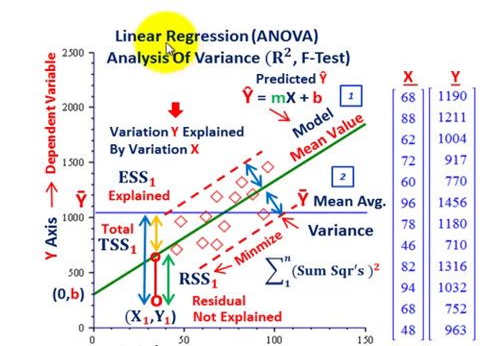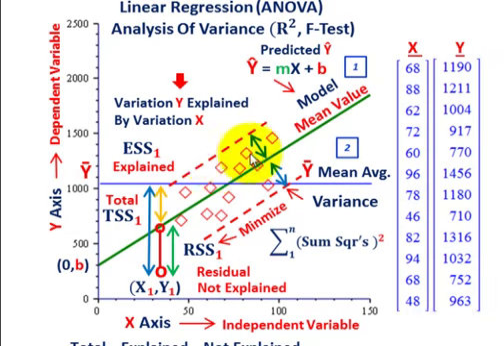What we're going to be going over here is linear regression, and we're going to be looking at ANOVA, really the analysis of variance. We're going to be looking at two different tests here, the R-squared and the F-test. We'll be concentrating on the F-test, but we're going to look at how the R-squared and the F-test are related.